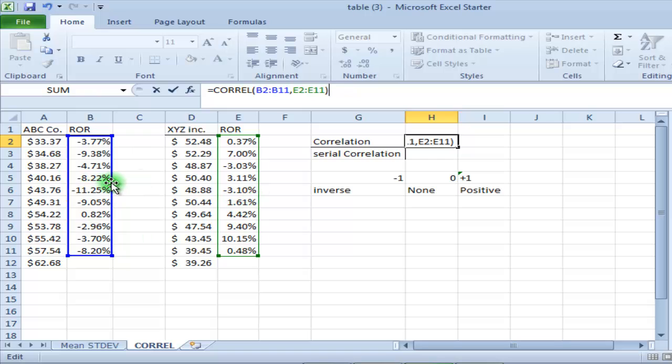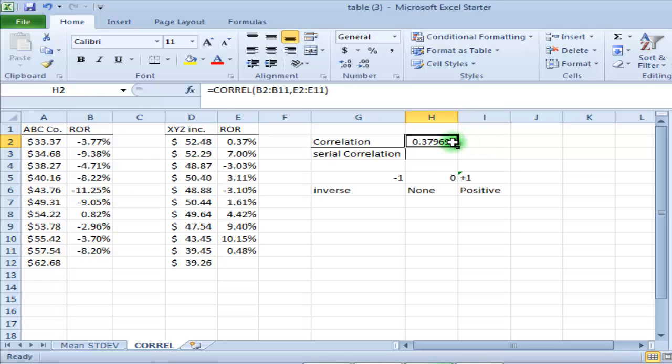Both of these have 10 rates of return right here. That's 10 data points in each column, and that gives us a correlation of about 38%, 37.9%. I could actually just do that. There you go, 38% correlation. And so that's saying that these two stocks' returns move together 38% of the time.